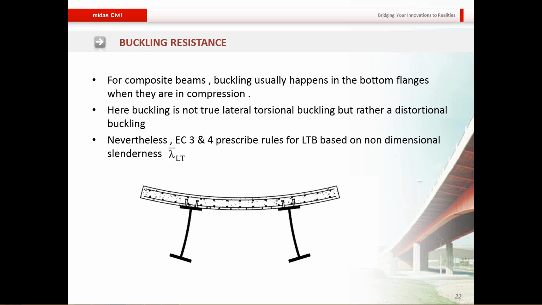So speaking of buckling resistance, normally composite beams do not buckle in the classical sense. There is no real lateral torsional buckling, but rather there is actually a distortional buckling. This is because the top flange is rigidly held in place by the slab, but the bottom flange is relatively free to move. So for composite beams, buckling usually happens in the bottom flanges, especially when they are in compression. Here the buckling is not really the true LTB, but rather distortional, and nevertheless we perform checks for both the LTB check as well as the distortion check. So EC3 and 4 have prescriptions based on these.